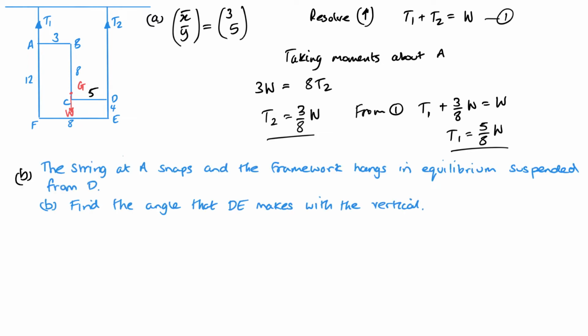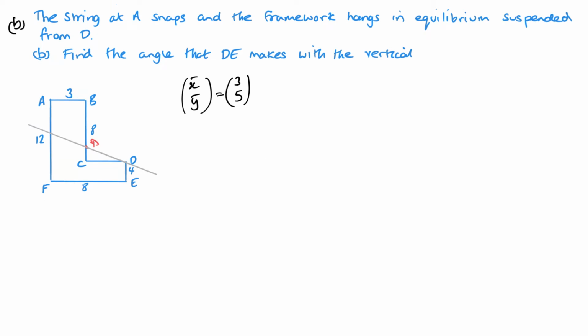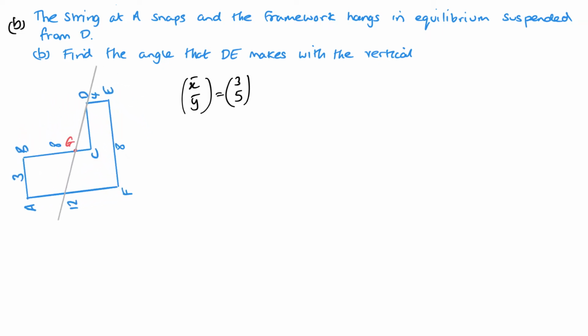Just as a reminder, the string at A snaps, so this now snaps, and the framework is hanging in equilibrium, suspended just from D. Find the angle that DE makes with the vertical. What I'm going to do here is redraw this just so that you can see. Obviously in an exam, you probably wouldn't bother too much, or maybe do a quick little sketch. It's up to you. And remember, we join essentially through our center of mass and that point where it's being hung by, and these need to hang vertically.